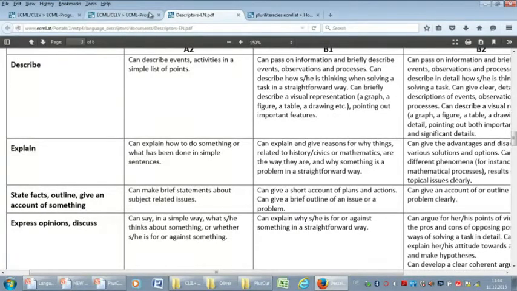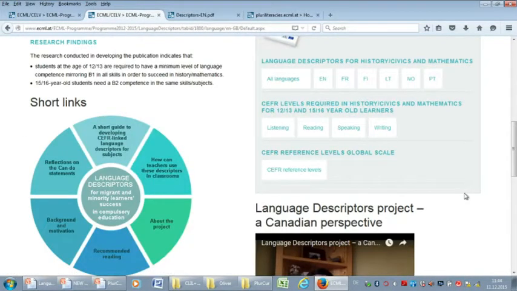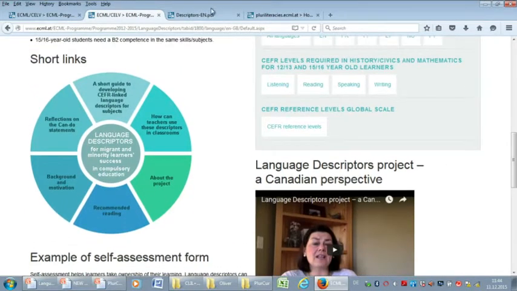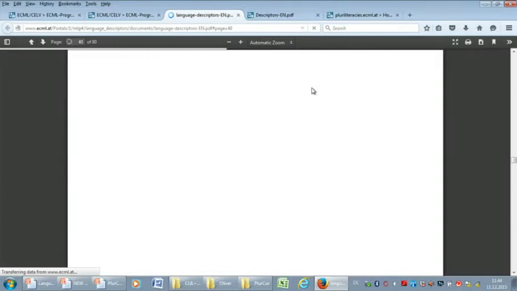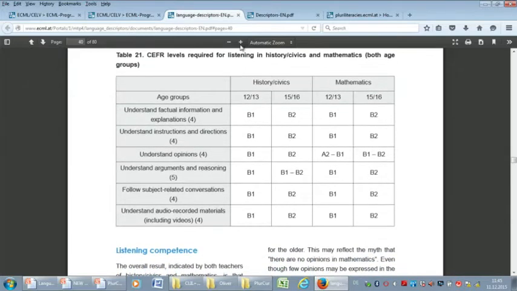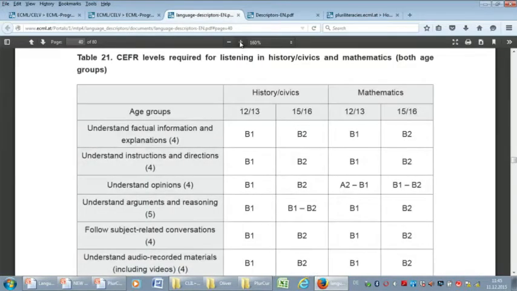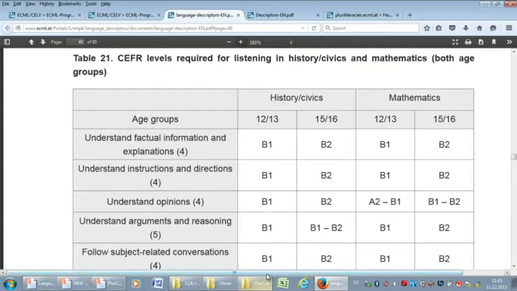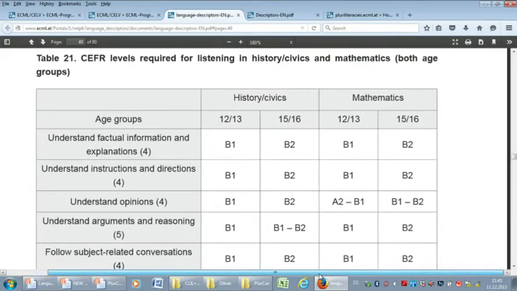But if you go back, Oliver, you can also go into this, yes. That's one, the listening? Or reading. Okay. Here you can see the language function and the level the teachers think students need to be at in mathematics and history. Sometimes it's an in-between level, B1, B2. I won't go into that now, but in the publication this is explained.